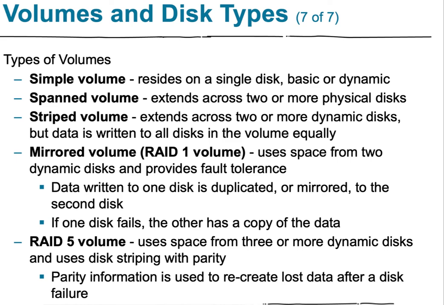The system alternates the disk that is used for parity information, so each disk has both data and parity information. Parity information is used to recreate lost data after a disk failure. A RAID 5 volume provides increased read performance, but write performance is decreased because of having to calculate and write parity information. The Windows system and boot volume can't be on a RAID 5 volume.